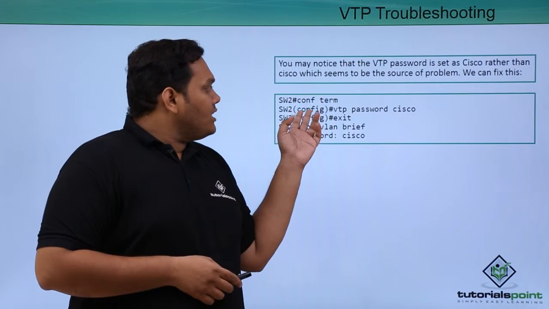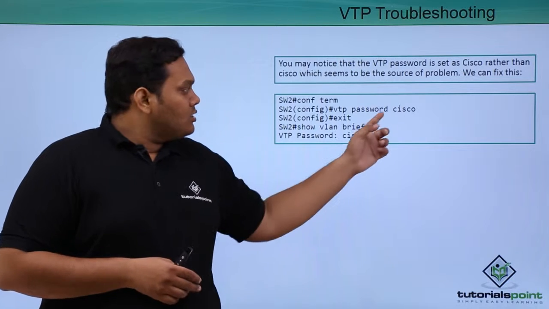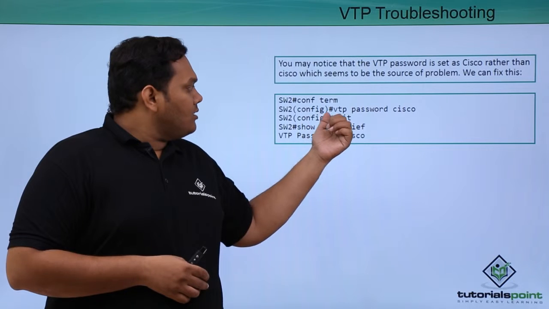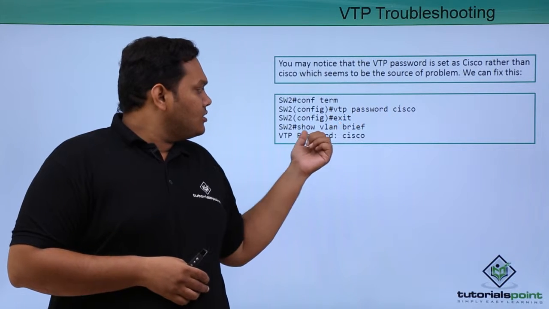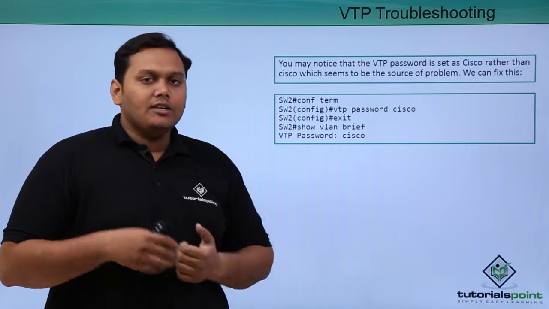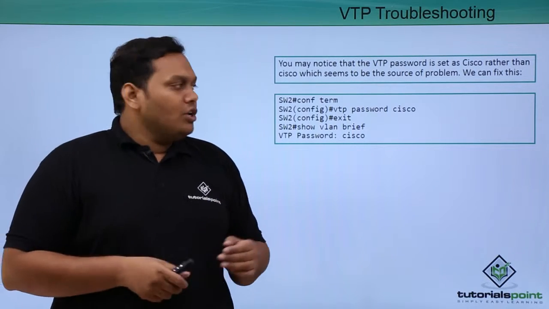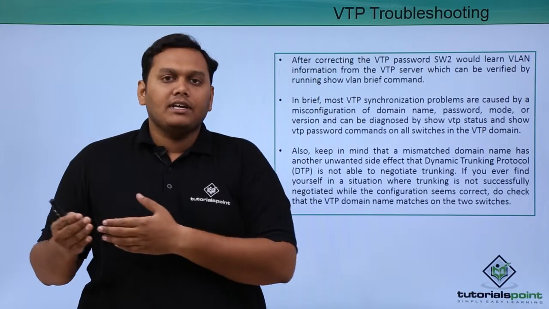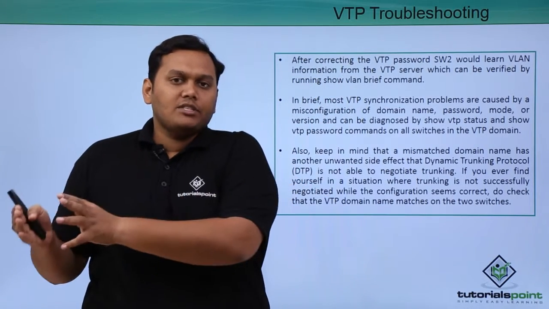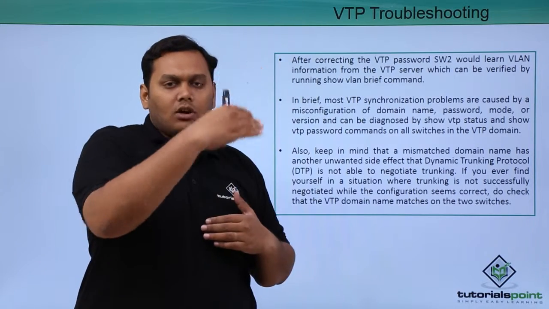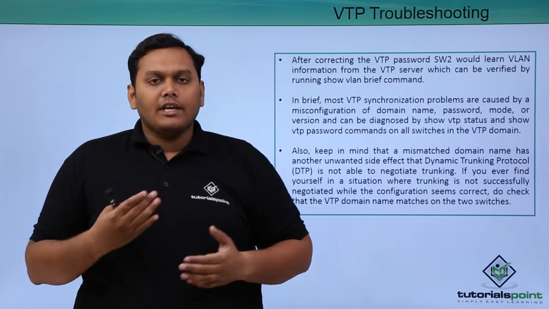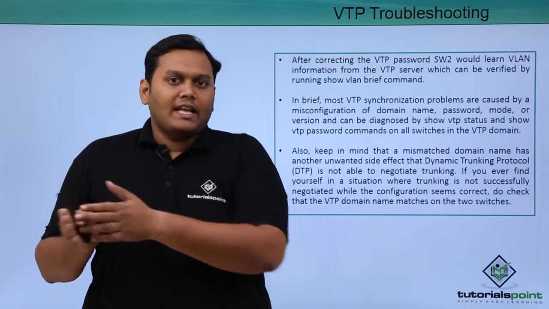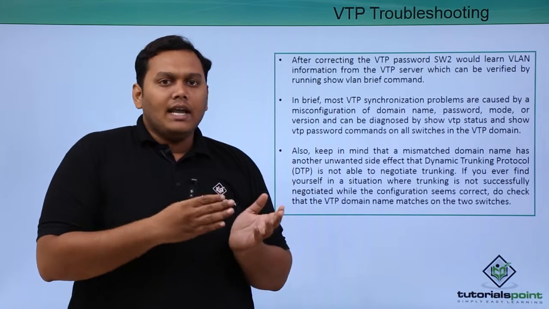So you have to change the password back to lowercase Cisco. Enter configuration terminal, enter vtp password Cisco, and exit. Again, if you enter show vlan brief, you will see the VLANs. After configuring switch 2, switch 1 will send VTP advertisements to switch 2, so that the VLAN details are all available on switch 2 also. Then you can assign the switch ports to the switch 2 VLANs. This is about VTP troubleshooting.